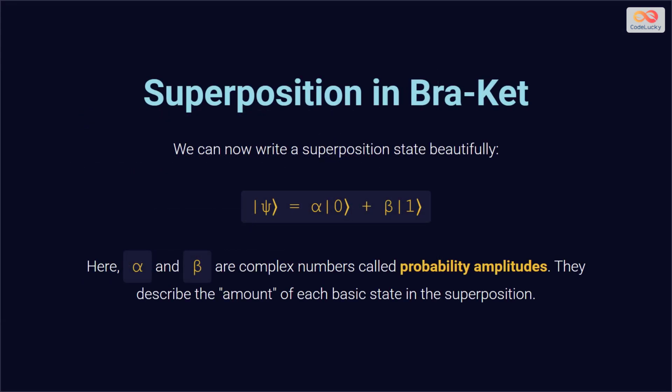Bra Ket notation truly shines when we describe superposition. A qubit in a superposition state is written as a combination of our basic kets. It looks like this: ket psi equals alpha times ket 0 plus beta times ket 1. The Greek letters alpha and beta are not just simple numbers, they are complex numbers known as probability amplitudes. They tell us how much of state 0 and how much of state 1 is mixed into this particular superposition.